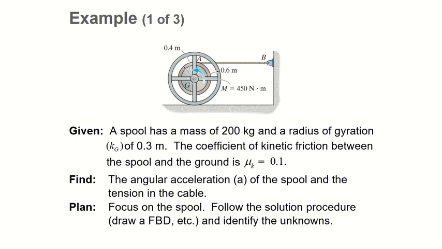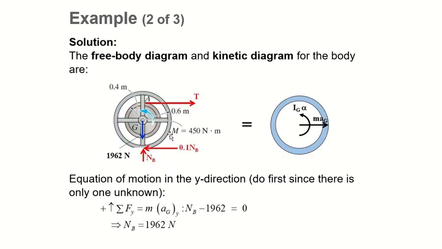All right, the very first example goes into a spool right here, and you have a mass of 200 kilograms. It's pretty heavy, and your radius of gyration, your k, is 0.3 meter. K is a distance, so it's in meters, and the coefficient of kinetic friction between the spool and the ground is that, the frictional constant, your resistant force. We have to find the angular acceleration of the spool and the tension of the cable. First we focus on something that can move, which is your spool, and then we start drawing your free body diagram and kinetic diagram, which is your motion diagram.